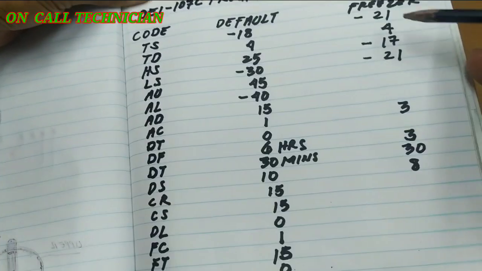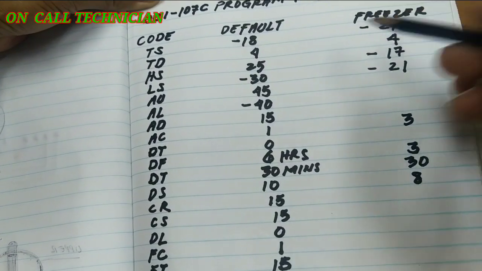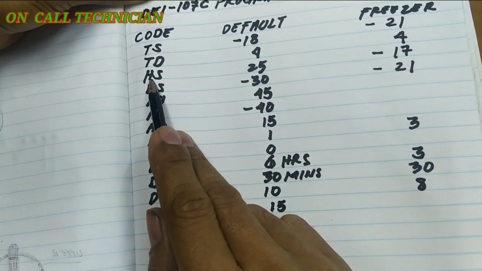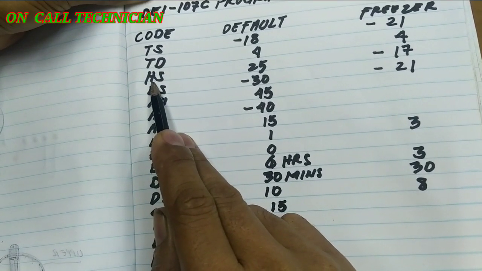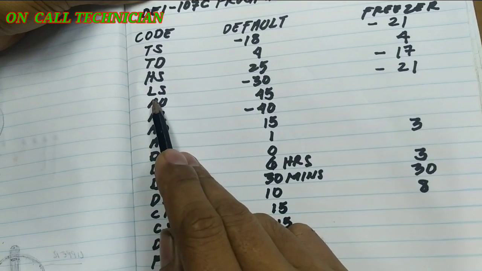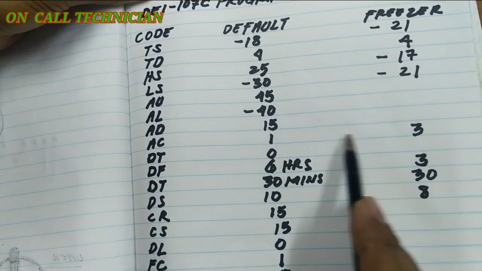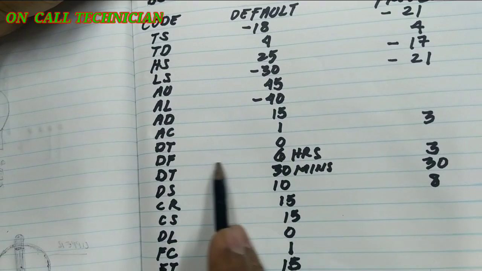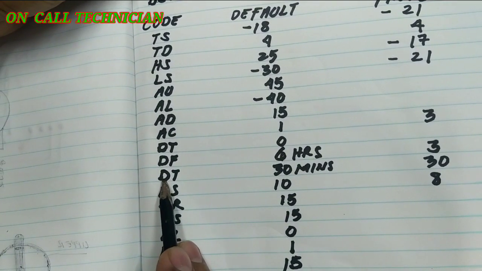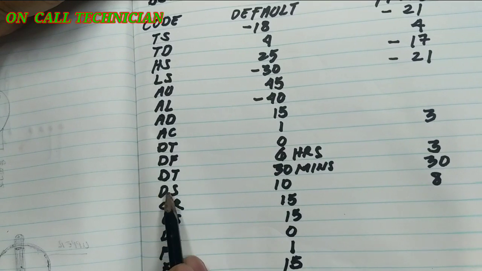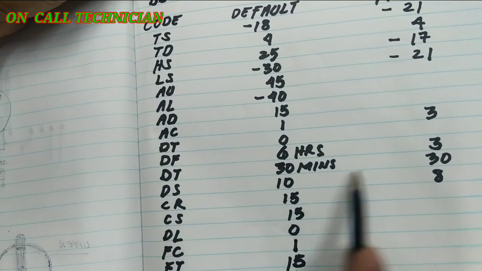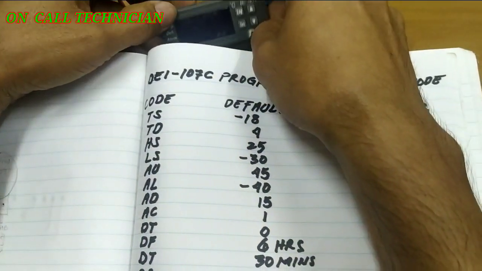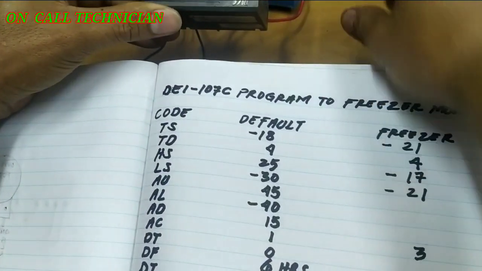Okay, only the DS, the TD, the HS, the LS, and the AC, and the defrost, and DT, and the DS, guys. That's all. Okay, let's power on the unit.